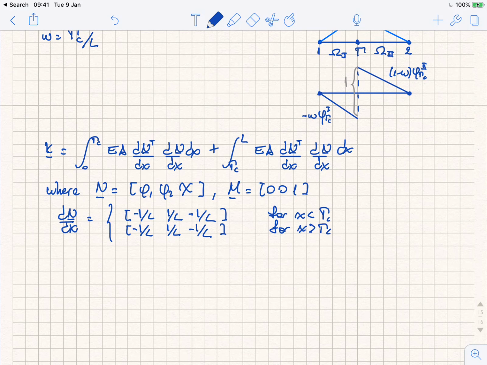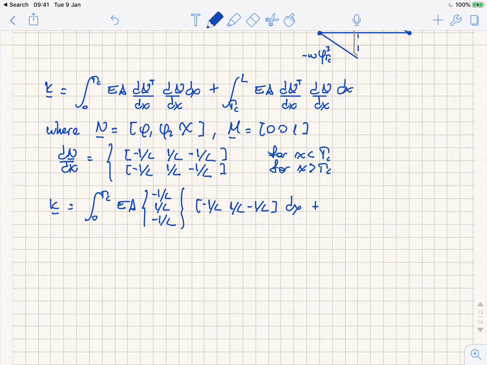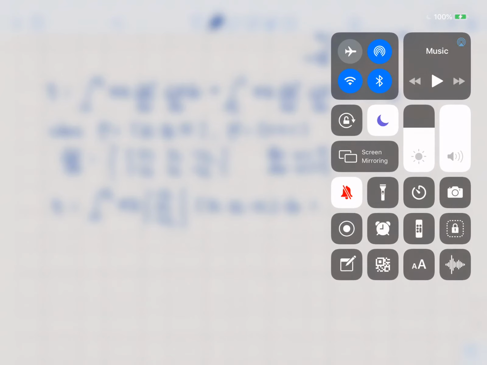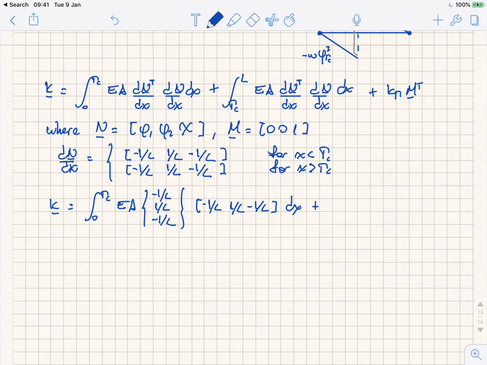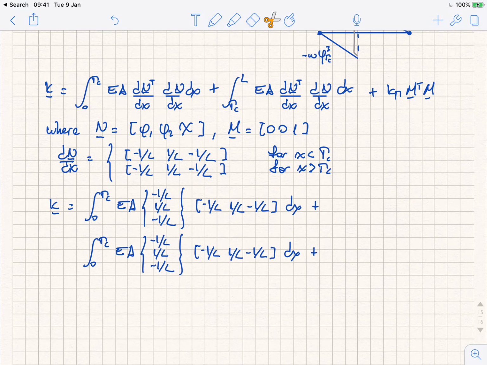So if we do this, our K matrix is going to be equal to the integral, and then we just have to do this computation, so minus 1 over L, 1 over L, minus 1 over L, dx, plus, I forgot to add here the contribution of the spring, which is K gamma, just M transposed M. So I have that contribution, and I have this contribution here.